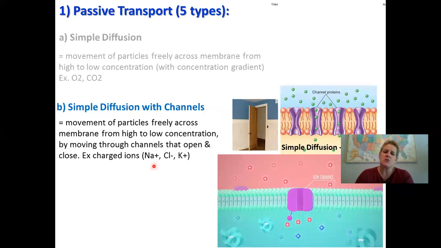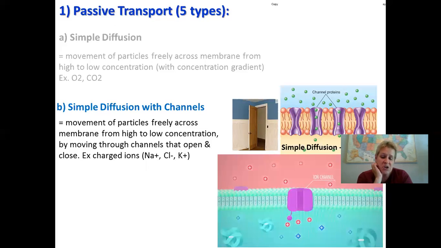Okay, so charged particles tend to move by simple diffusion. So sodium, notice the positive charge, chloride, the negative charge, potassium, the positive charge. Now, cells are pretty particular about charged ions coming across, so they can diffuse, but they have a channel.